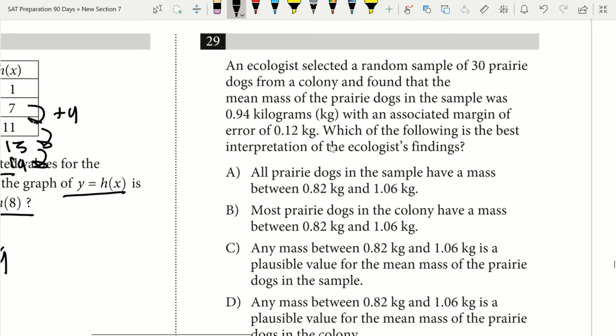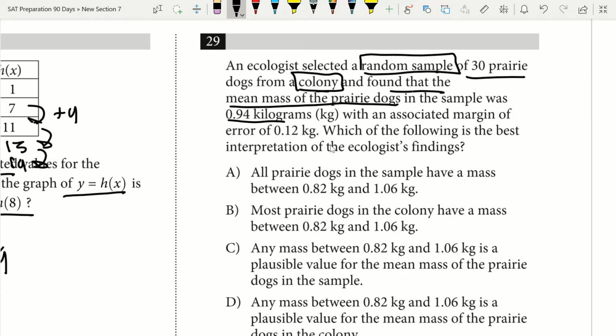An ecologist selected a random sample of 30 prairie dogs from a colony. Okay, random sample means I can apply it to that whole colony since it's a random sample. and found that the mean mass of the prairie dogs in the sample was 0.94 kilograms, with an associated margin of error of 0.112 kilograms. Which of the following is the best interpretation of the findings?